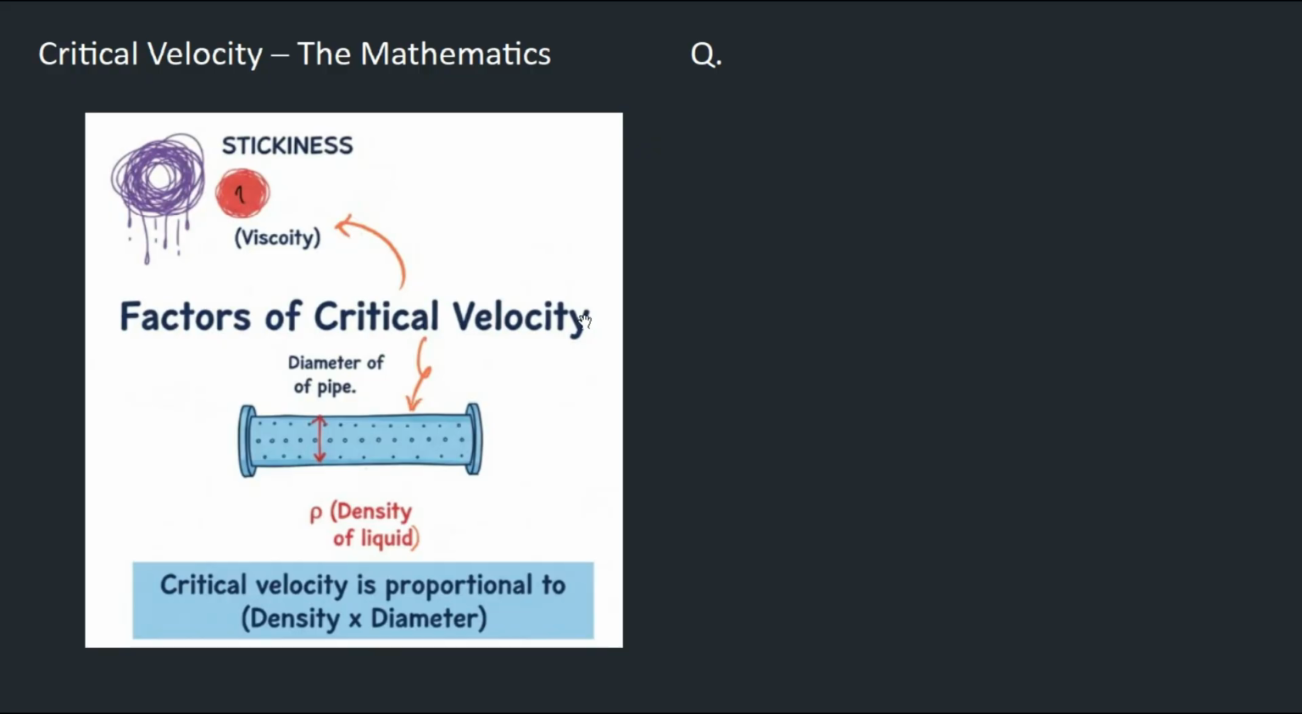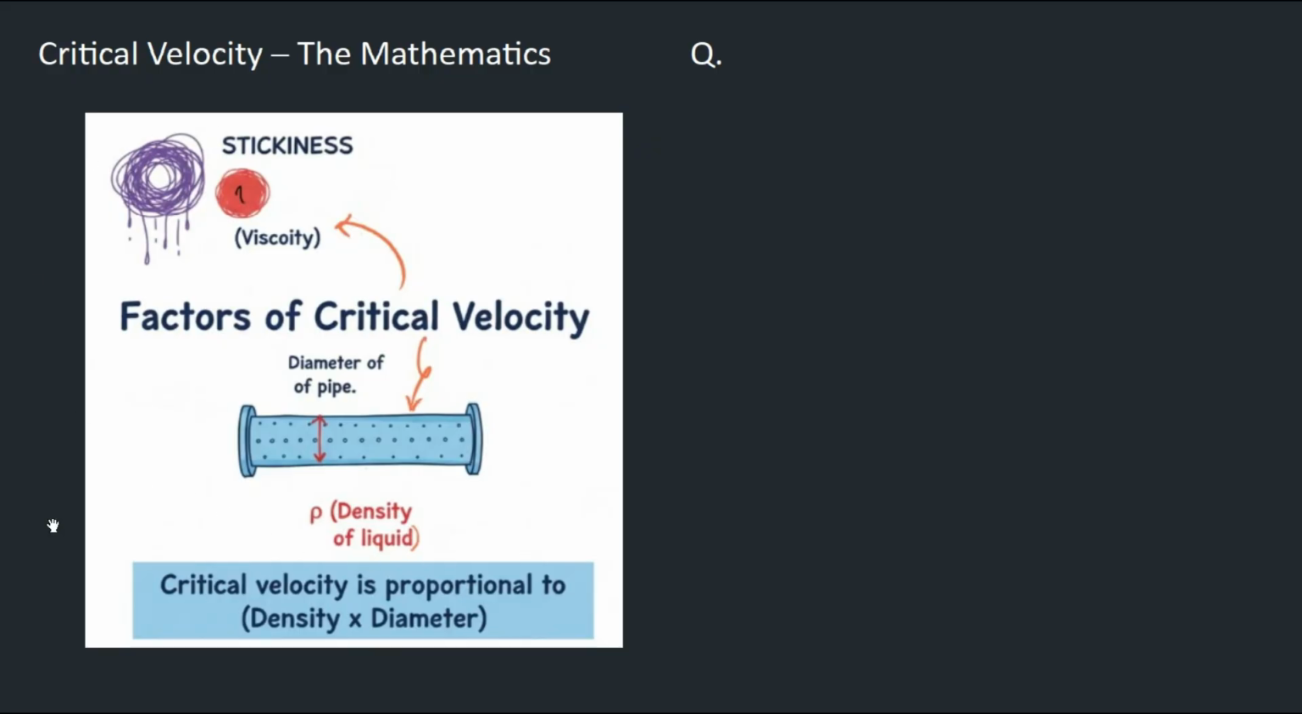influence critical velocity. How sticky the fluid is, first thing, right? Example, honey will not flow the same way as water. Diameter of the pipe. If you have a very thick pipe, then the chances of it being turbulent are high. And if it's a thin pipe, then you guys have seen water shows, where they use thin pipes for a laminar flow. So diameter plays a role, and density of the liquid plays a role.